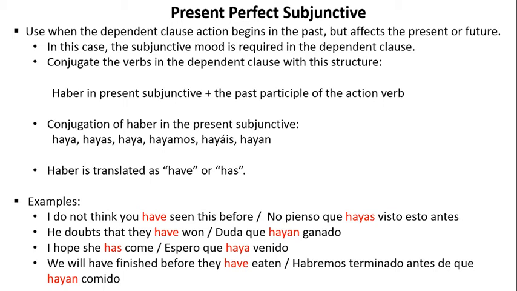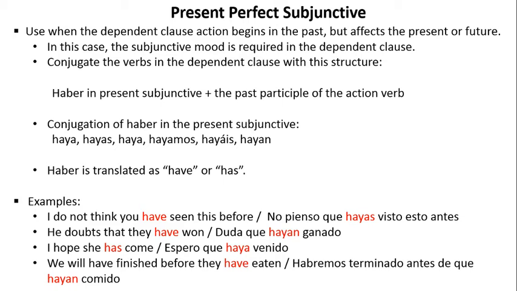Now here we'll begin a discussion on the present perfect subjunctive. Use it when the dependent clause action begins in the past but affects the present or future. In this case, the subjunctive mood is required in a dependent clause. Conjugate the verbs in a dependent clause with this structure. We start with haber in the present subjunctive and then plus the past participle of the action verb.